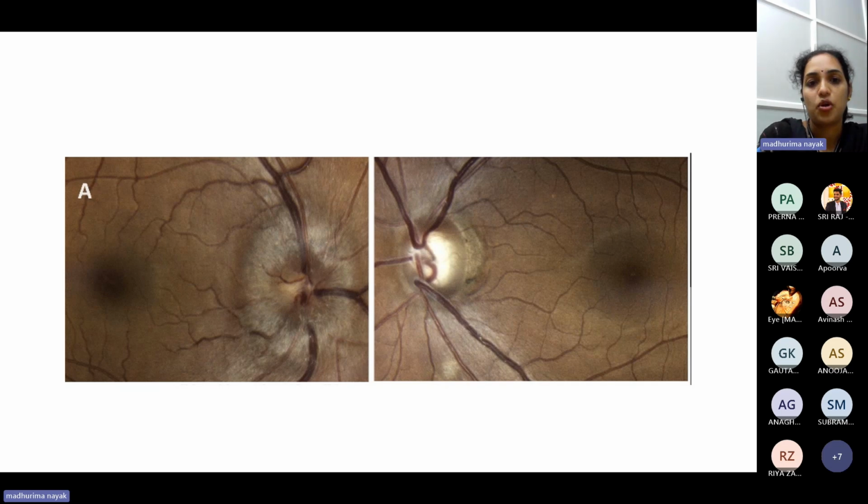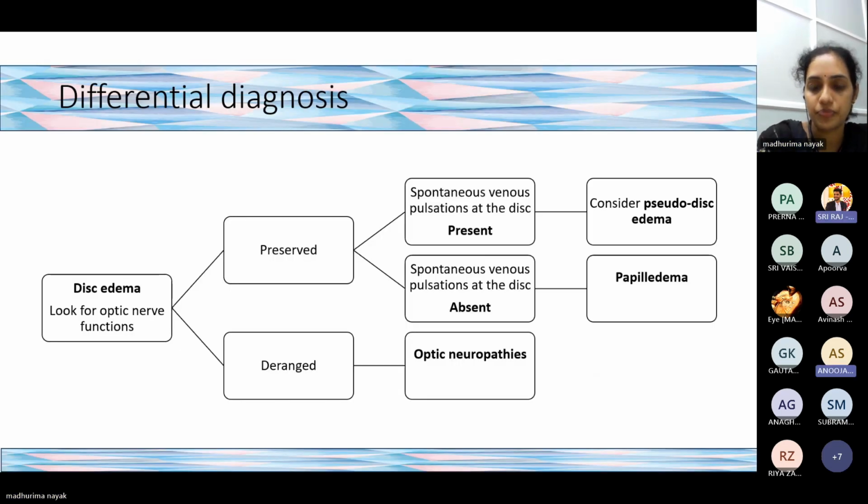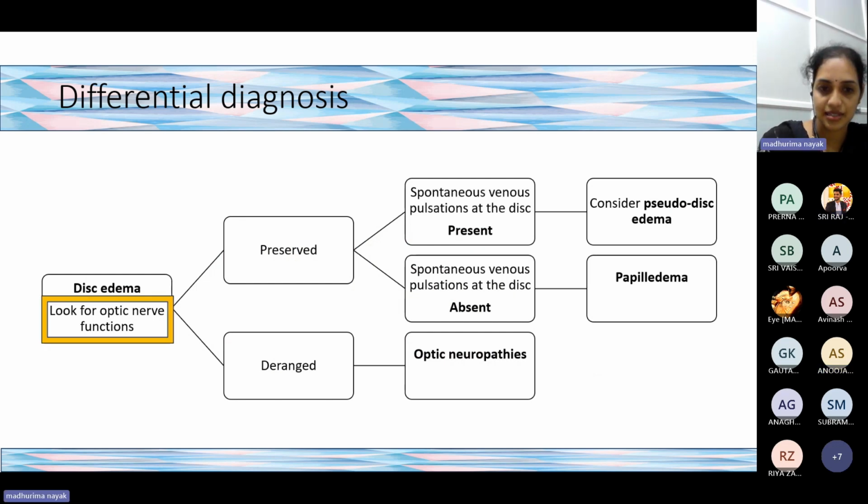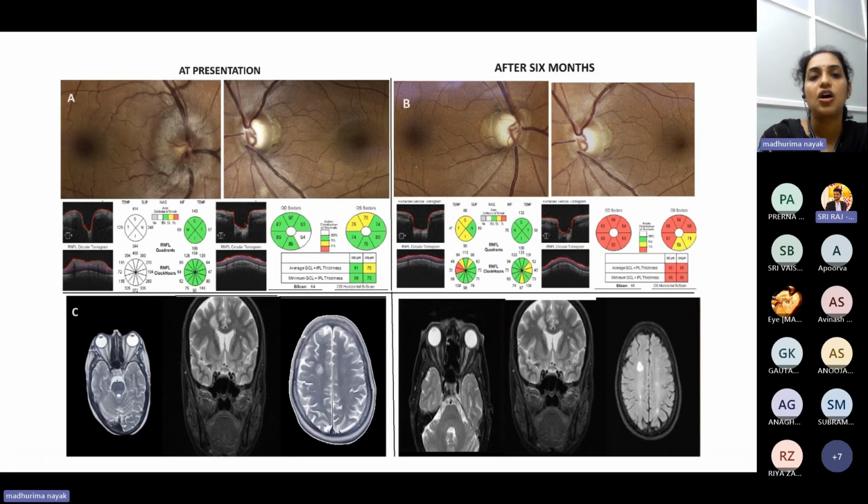Any systemic comorbidities, diabetes or hypertension? No, he did not have any problems like that. No history of trauma also, no history of fever. Extraocular movements, any pain on movement? He had pain initially, before the symptoms began, on movement of the eyes. We could be dealing with optic neuritis. Yes, very good. We are looking at optic nerve functions which were certainly deranged in this, so we are dealing with optic neuritis.